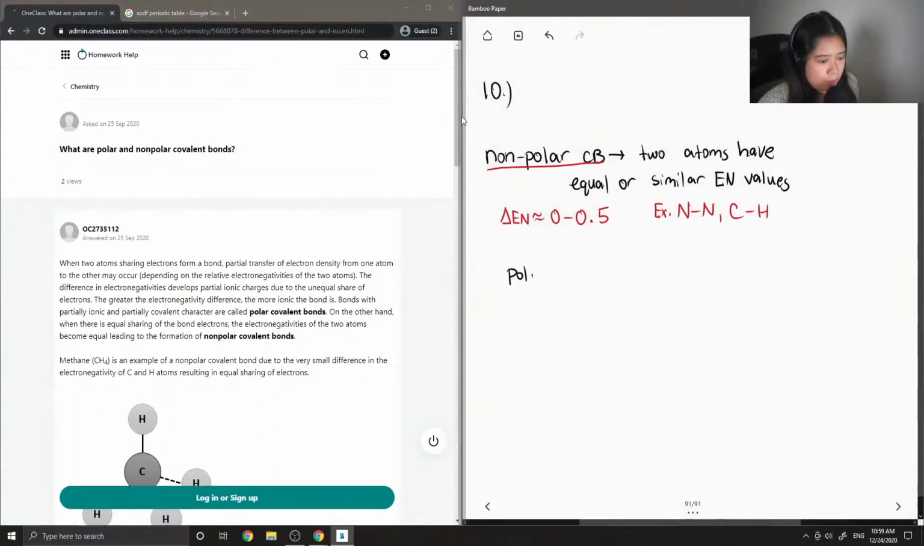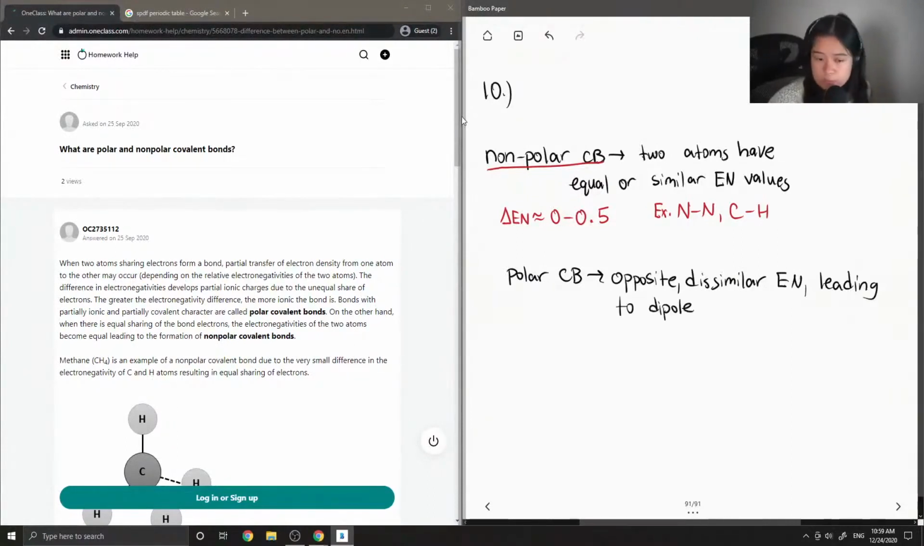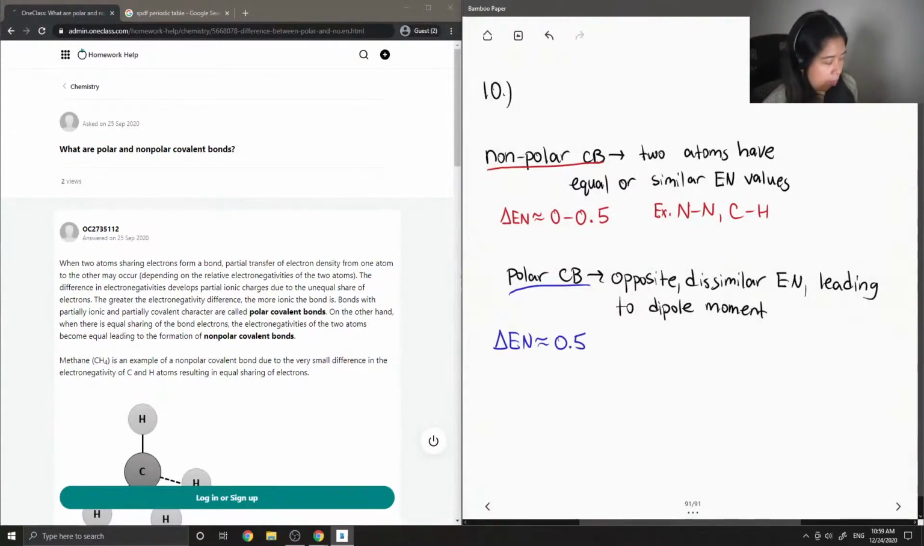When we have a polar covalent bond, this is pretty much the opposite. The two atoms have dissimilar electronegativity values, leading to a dipole moment. So typically the difference in electronegativity is around 0.5 to 1.69.